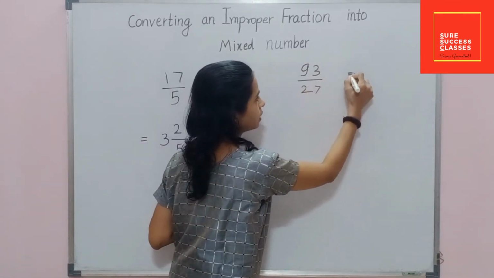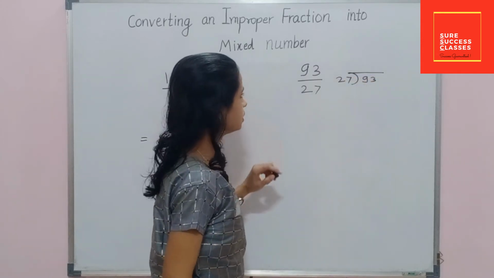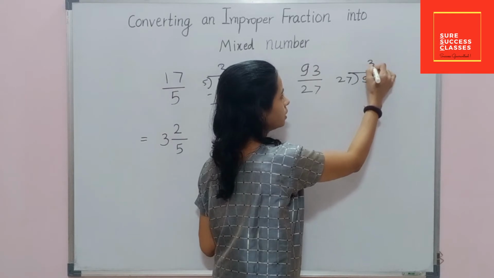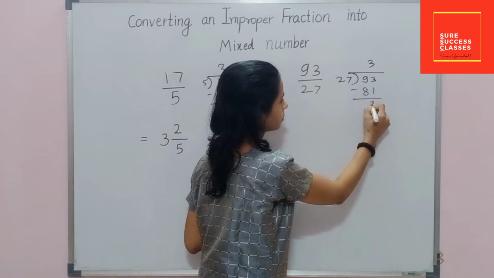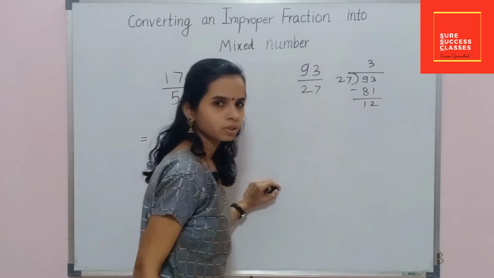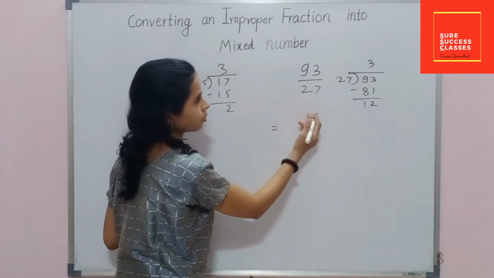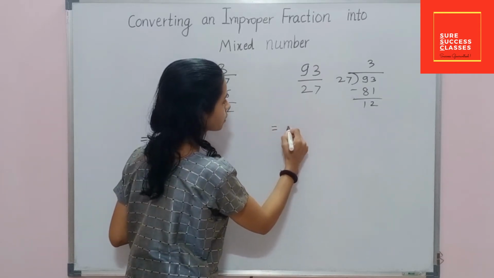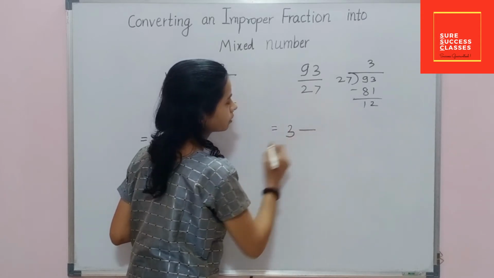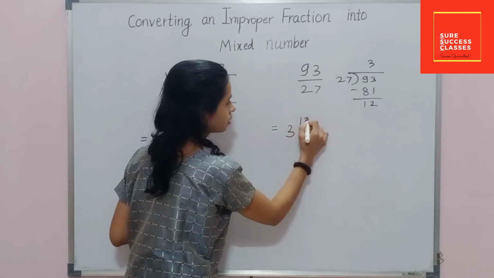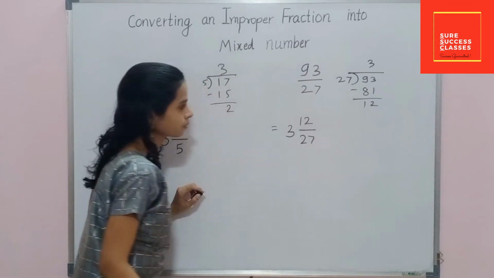93 divided by 27. If we do this division, at that time 27 3s are 81. Here remainder will be 12. So here we will write its mixed number for this improper fraction. It is 3 whole part, and remainder is 12 and denominator 27, we write it as it is.